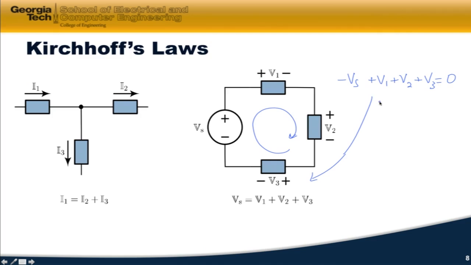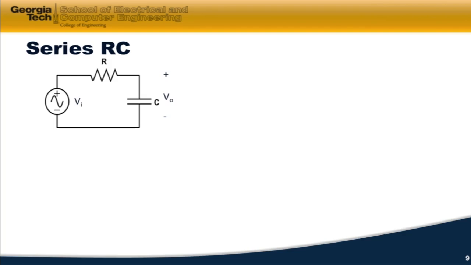So Kirchhoff's laws still work. The only thing different about all these laws is now we're working with complex numbers. So again, impedances are treated just as if they were resistors. The only thing is they're going to be complex numbers. Let's look at an example of how to analyze a circuit with impedances.